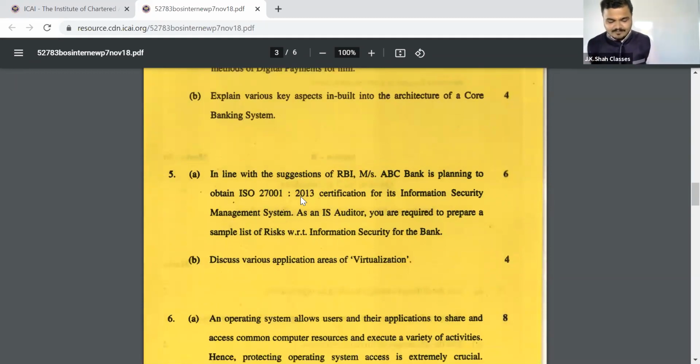Next one, question number 5A. Please read question number 5A, my dear students. In line with the suggestion of RBI, Messrs ABC Bank is planning to obtain ISO 27001:2013 certification of its information security management. You are an auditor required to prepare the list of simple risks with reference to this. Risk and control you had explained to us after the process.